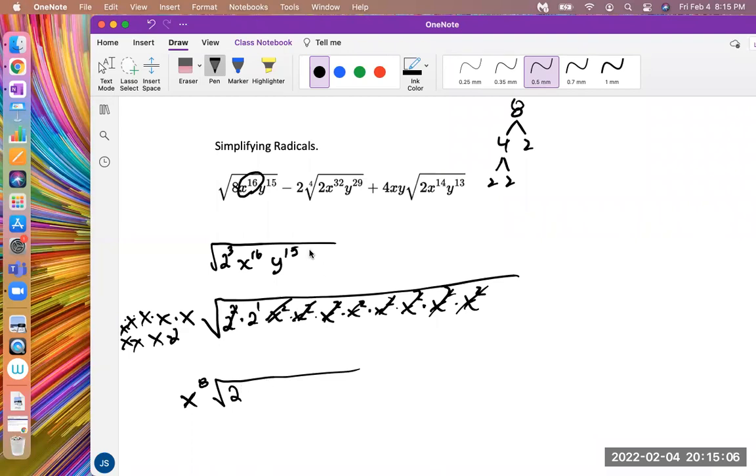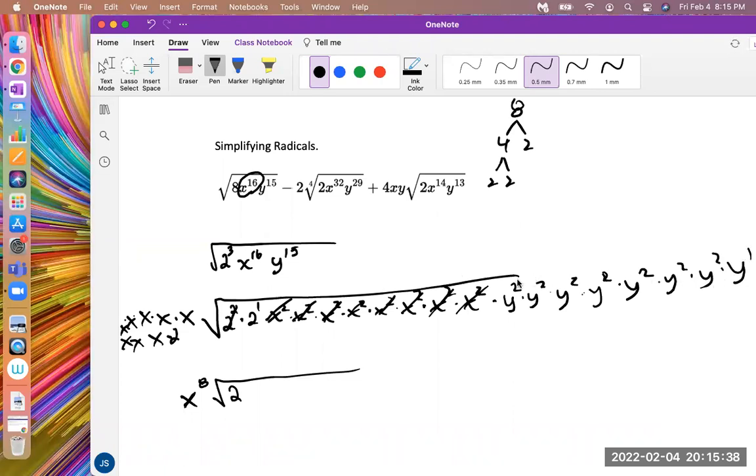So then I didn't write y to the 15th, but it would be y squared times y squared times, I break it into how many y squareds fit into y to the 15th. And I just quickly do 15 divided by 2. And that's going to be 7 with 1 left over, right? So that 1 left over, I'm going to have 1y to the first power, right?